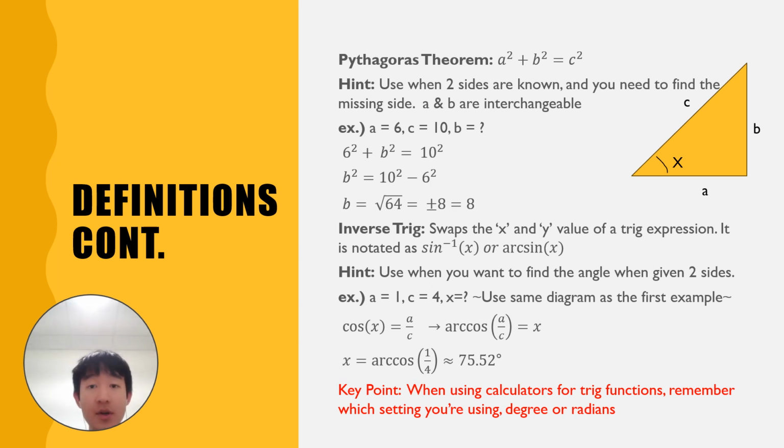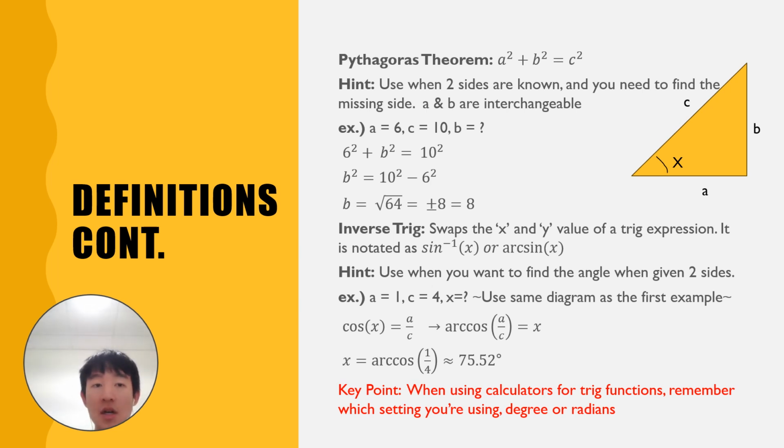And the final concept to understand is inverse trig. Similar to other functions, we swap the x and y values of the trig expressions. However, unlike normal inverse functions, they have designated names. The inverse of sine is arcsine, cosine is arccosine, tan is arctan, and so on. We can use inverse trig functions when we're given two sides and are looking to find the correlated angle.